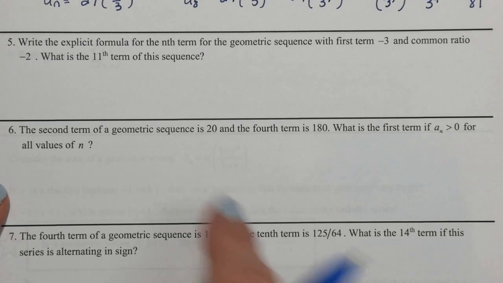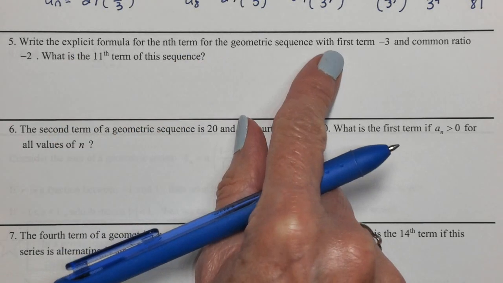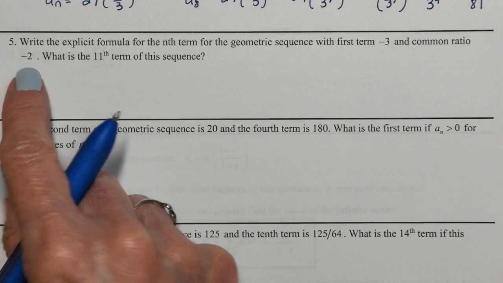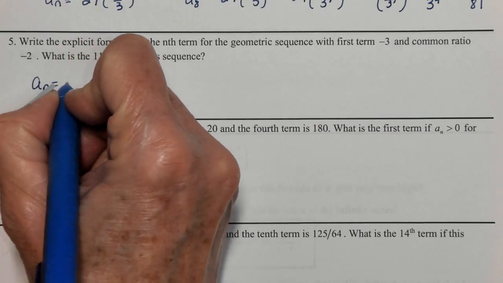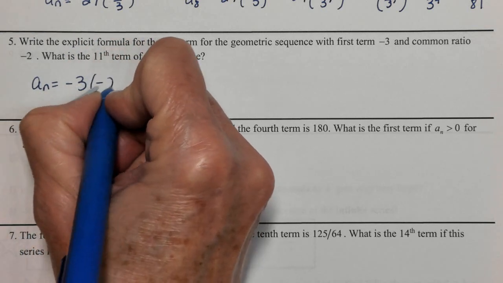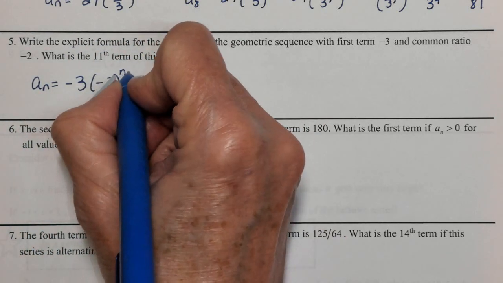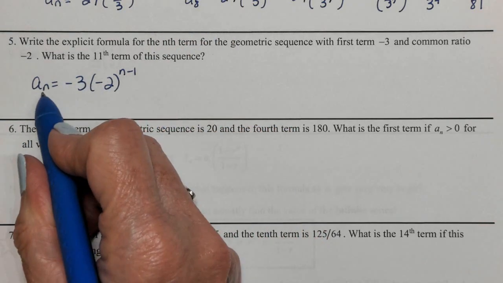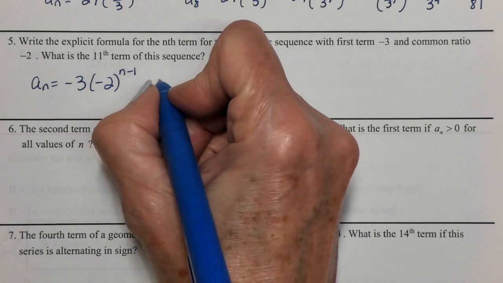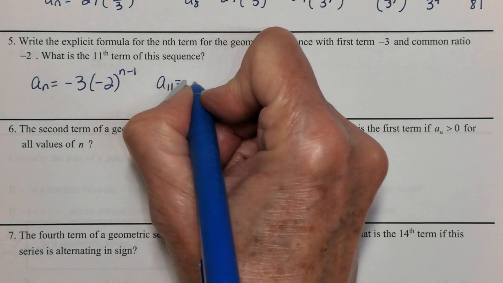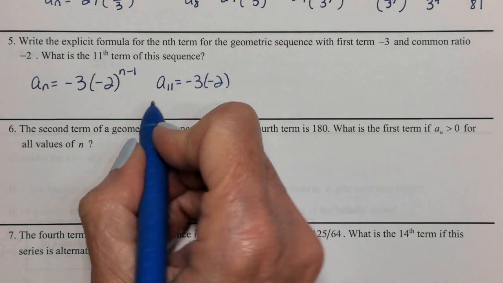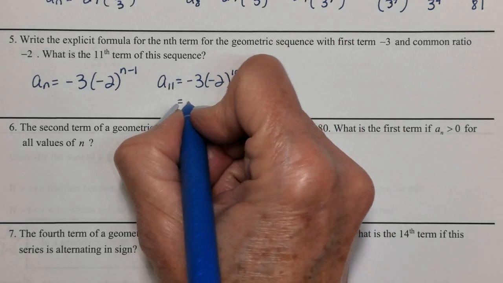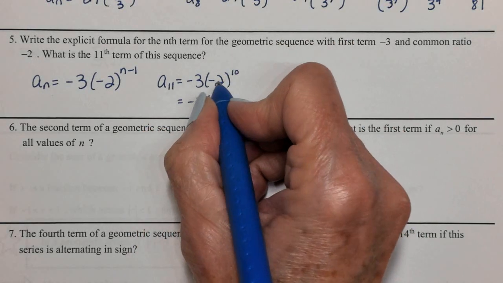Next up, let's write the explicit form, do the same thing, for the geometric sequence with first term negative 3 and common ratio negative 2. So the first term is negative 3, the common ratio is negative 2. So this is our formula for the nth term, any term in the sequence. They ask us for the 11th term. So the 11th term will be, we're putting 11 in for n, so this is 10. This is negative 3 times a negative 2 to the 10th.